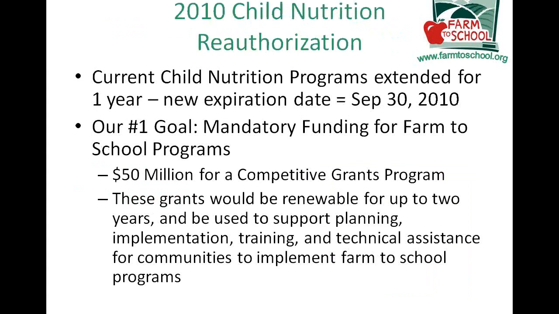So currently, as I mentioned, in the current child nutrition reauthorization, we are really trying to get mandatory funding for farm-to-school programs. We're trying to get $50 million in mandatory funding, and that's $50 million over 5 years, so that's $10 million per year, for a competitive grants program that would really be there to help provide the tools necessary to support planning, implementation, training, and technical assistance for communities to implement these farm-to-school programs.